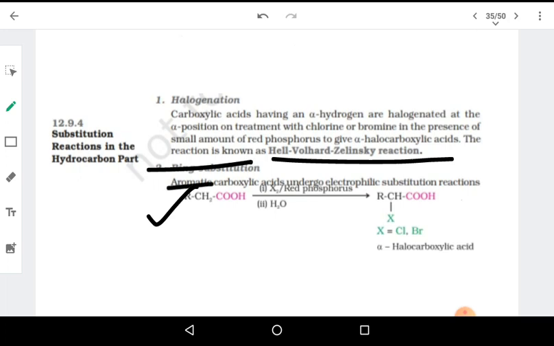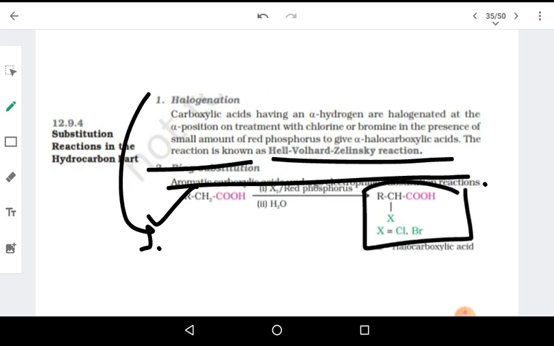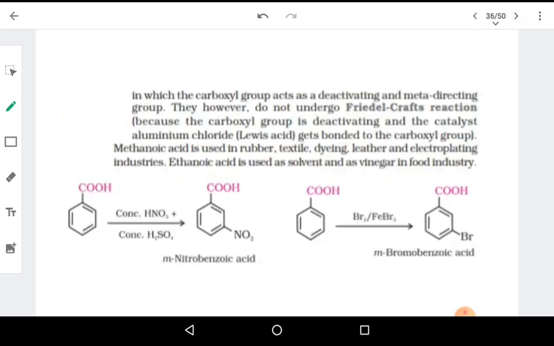There is a problem with the PDF. That is why it is jumbled like this. So you can see the halogenation reaction over here. RCH2COOH is treated with X2 in the presence of red phosphorus. So you have to add the halogen like this. This is what you're getting over here. Let us now talk about the electrophilic substitution reaction.